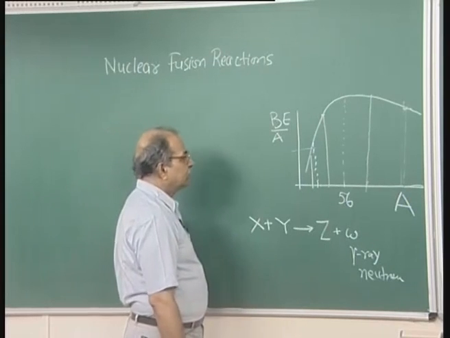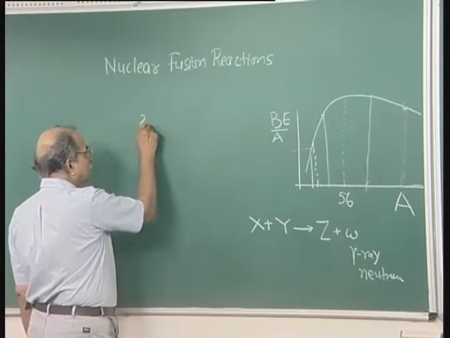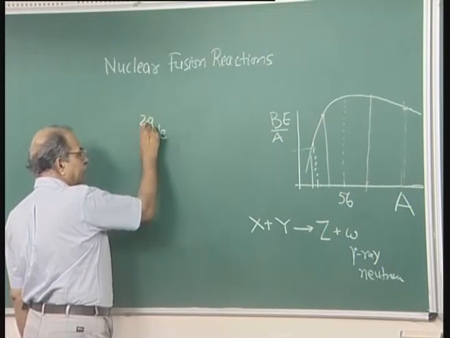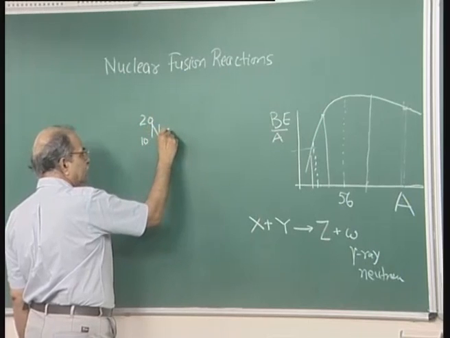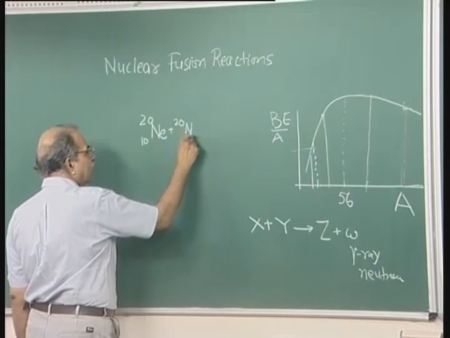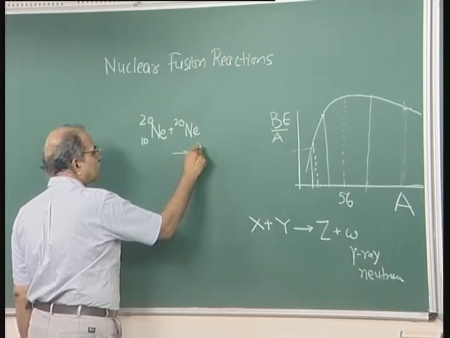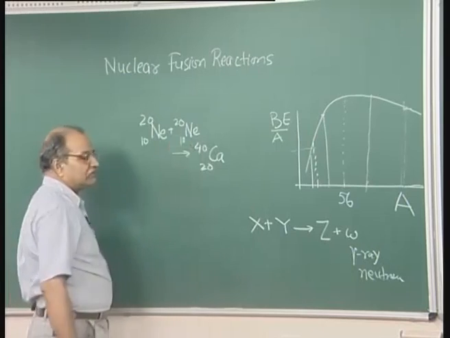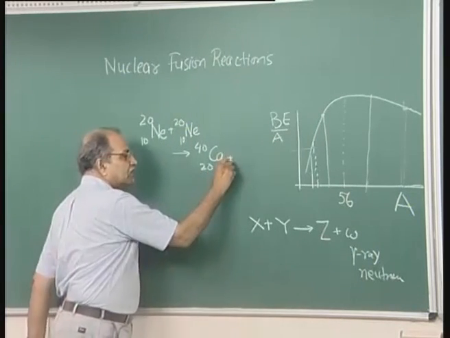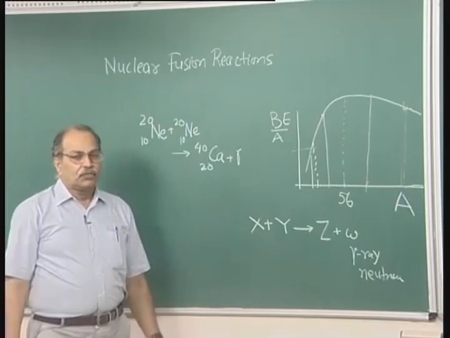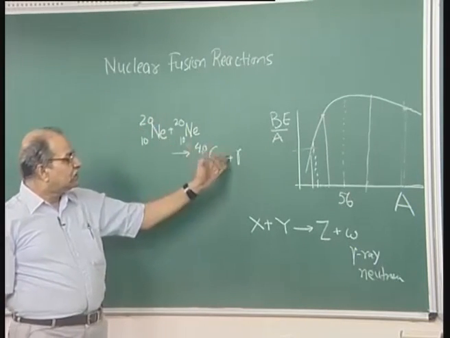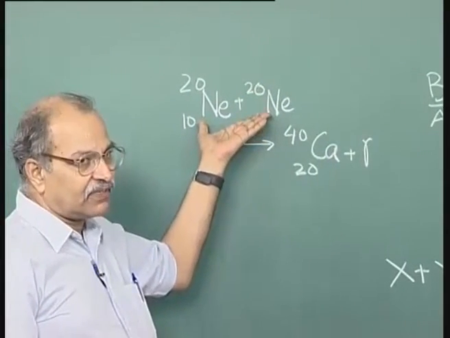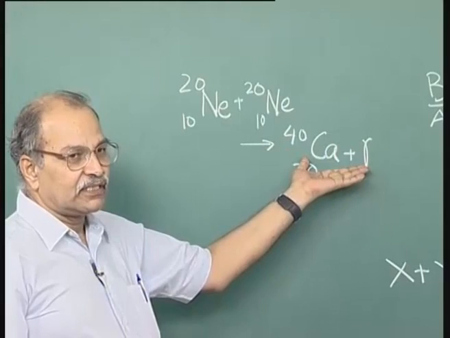Let us take, for example, 20 neon. 20 neon, neon Z is 10 and neutron number is also 10, total is 20. Suppose 20 neon and 20 neon goes to 40 calcium, plus of course gamma or something. So, if I look at the Q value, how much is the rest mass energy on the left, how much is the rest mass energy on the right.